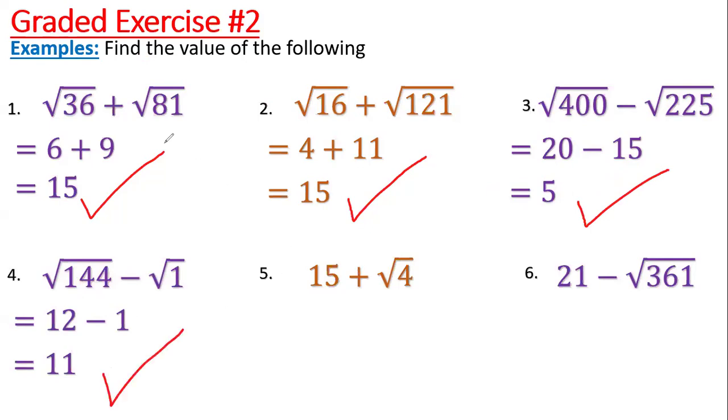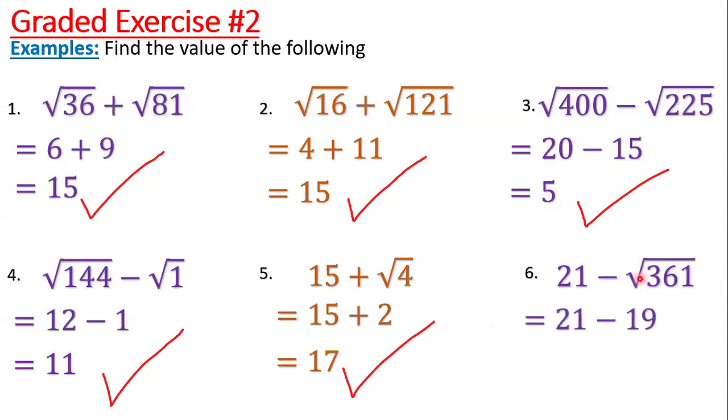Number 5: 15 plus the square root of 4. 17. 15 plus 2 is 17. Very good. And finally, for number 6, you'll have 2. Very good. The square root of 361 is 19. 21 minus 19 is going to be 2.